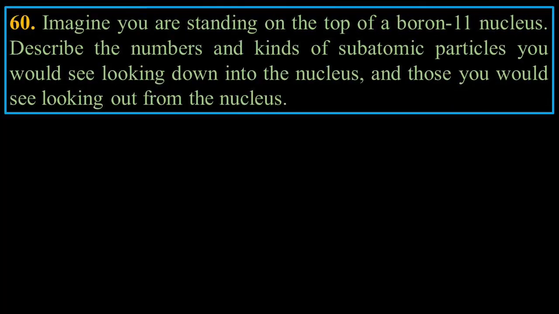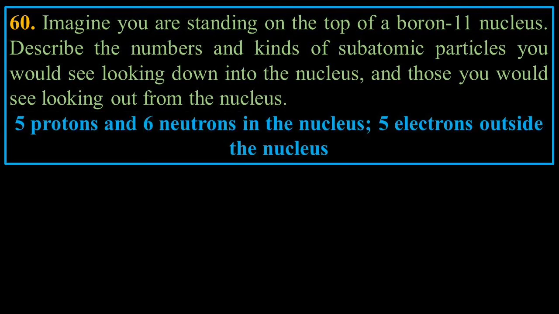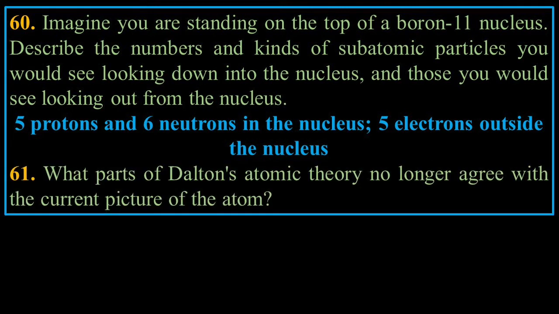Imagine you are standing on top of a boron-11 nucleus. Describe the number and kinds of subatomic particles you would see looking down into the nucleus and those you would see looking out from the nucleus. I'd see 5 protons and 6 neutrons in the nucleus, and 5 electrons outside the nucleus. Remember, it's an atom in the ground state.